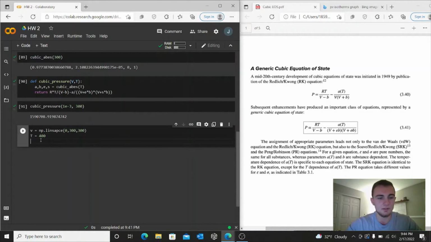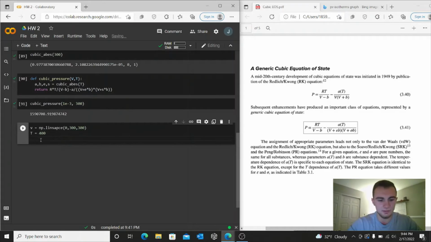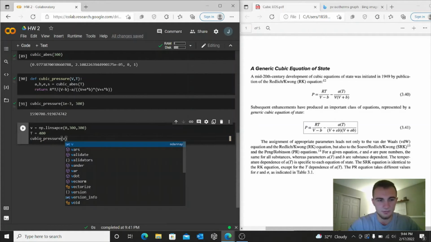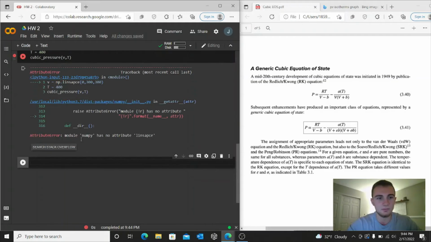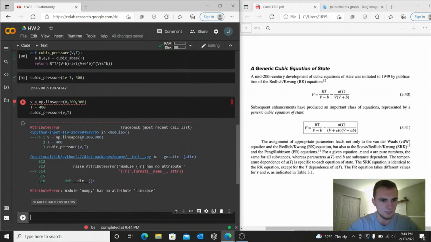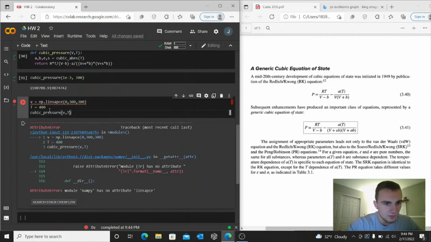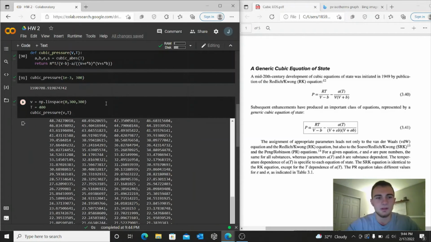And here I'll go ahead and put in our function, so the pressure equation. And we'll just put that with our linearly spaced volumes. And we'll supply our temperature there and just see what we have here. And it looks like I have an error here. Let's see here. Oh, I spelled linspace wrong. Okay. So I'll go ahead and see what this returns.